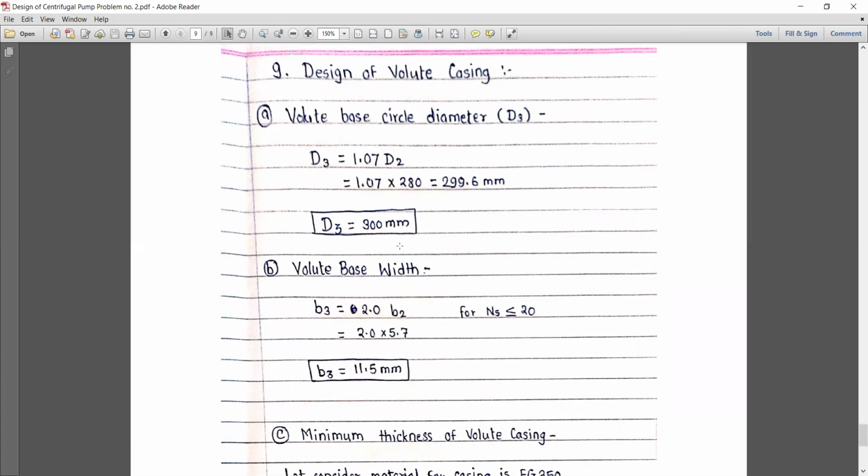While designing the volute casing, first of all you calculate the volute base circle diameter, that is D3. D3 is equal to 1.07 times D2. So the D3 we calculated is 300 mm. Then calculate the volute base width, B3, which is equal to 2 times B1, depending upon the value of NPSH. If the specific speed of the pump is lesser than 20, you can use the relation that B3 is equal to twice B2. So using that equation, the value of B3 is equal to 11.5 mm.